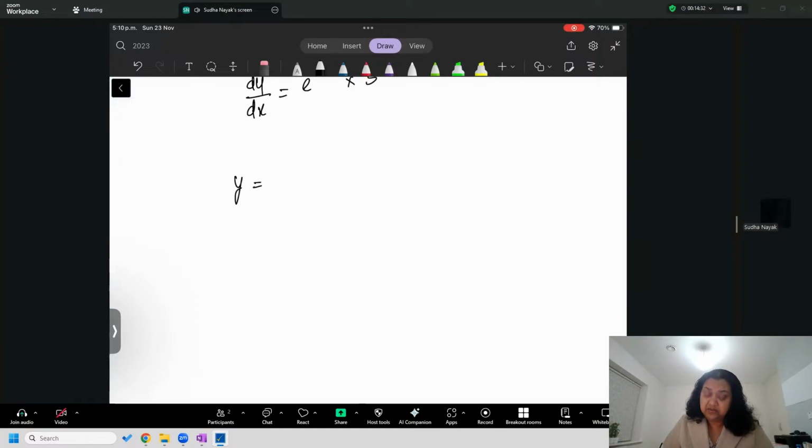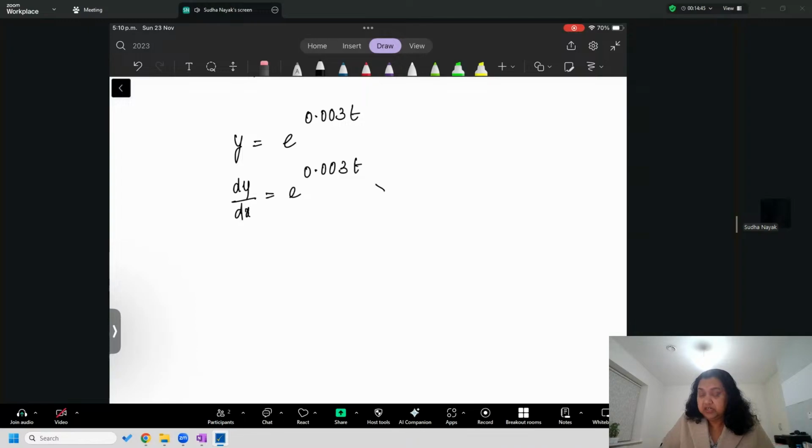What they will do is, they will give questions like y is equal to e to the power of 0.003t. Okay, very complex question. So dy by dx will be equal to e to the power of 0.003t times differentiation of this, which is equal to 0.003. That's it. It's very, very straightforward, very direct. So if you know this, you will be able to complete it. Okay, so this is the chain rule.